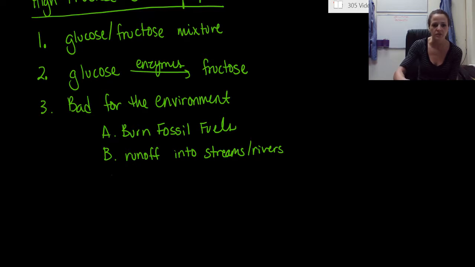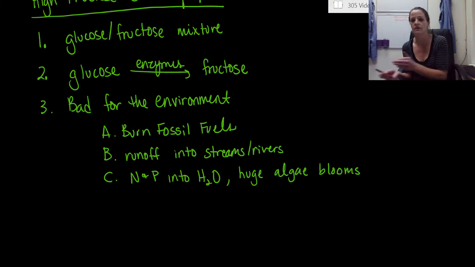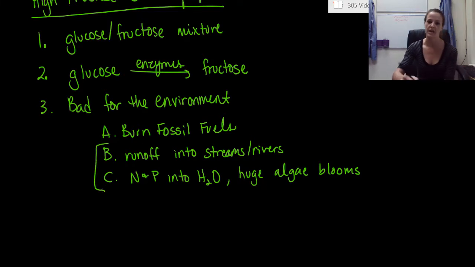And the last thing, which is actually kind of weird, is that this runoff often contains nitrogen and phosphorus. And so what happens is when this goes into the water, you have huge algae blooms. And this algae then comes in, it depletes the oxygen, and then that is what kills a bunch of the aquatic life. So these two things, B and C, usually run hand in hand.